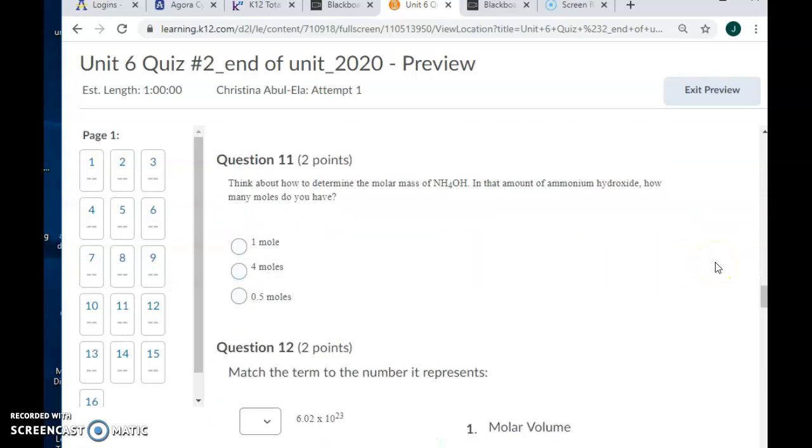Question 11. Think about how to determine the molar mass of ammonium hydroxide, NH4OH. In that amount of ammonium hydroxide, how many moles do you have? 1 mole, 4 moles, 0.5 moles.